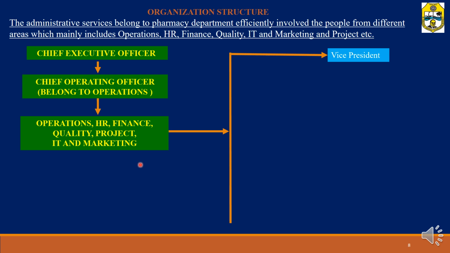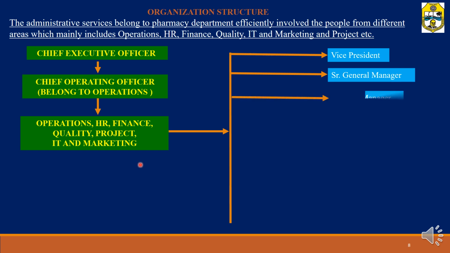There is a separate vice president for operations, a separate vice president for HR, a separate vice president for finance, and separate vice presidents for quality, IT, and marketing. Next, just below the vice president is the senior general manager. Vice president and senior general manager are part of the administrative services of a hospital pharmacy.